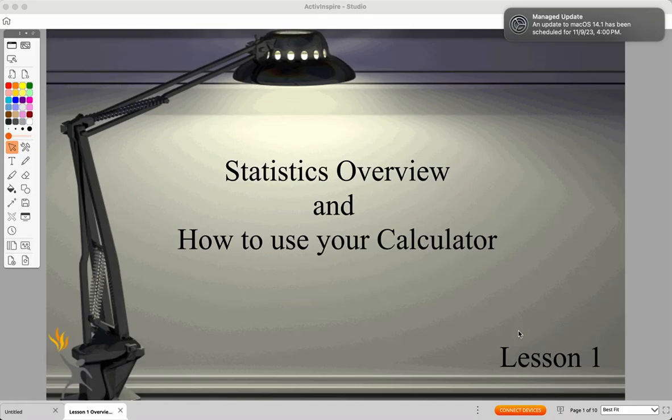Guys, let's take a look at our statistics overview and how to use your calculator. When we work on a problem like this, we're really going to be looking at the basic ideas of statistics, some different definitions and things like that. Our goal today is that you can understand the definitions, use different measures and graphical displays of statistical data, and read them. And then finally, you're going to learn how to use your calculator to help you create and do a lot of the work in statistics. So let's go ahead and get started.